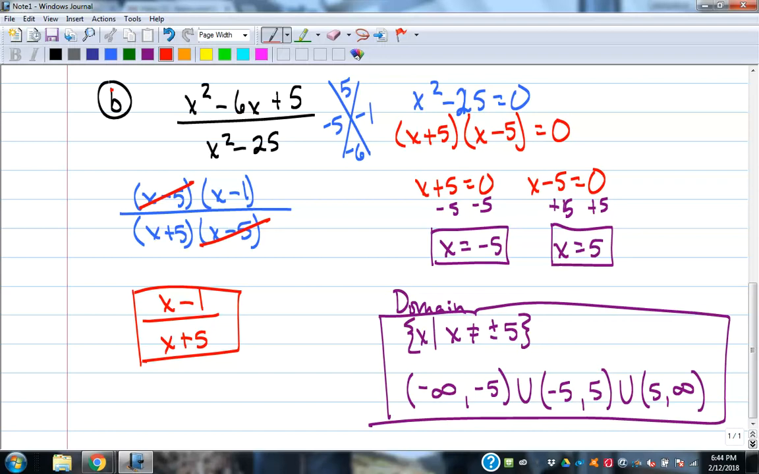But the domain is always going to be found by setting the original denominator equal to 0. So if I ask you a question on the Canvas quiz, and I know that there are questions on the Canvas quiz that say just find the domain. It doesn't even say simplify, it just says find the domain. All you've got to do is take the denominator and set it equal to 0 and solve it. So if it asks for just the domain, the denominator is the only part you worry about. You set it equal to 0, solve it, and you got your domain. Okay.